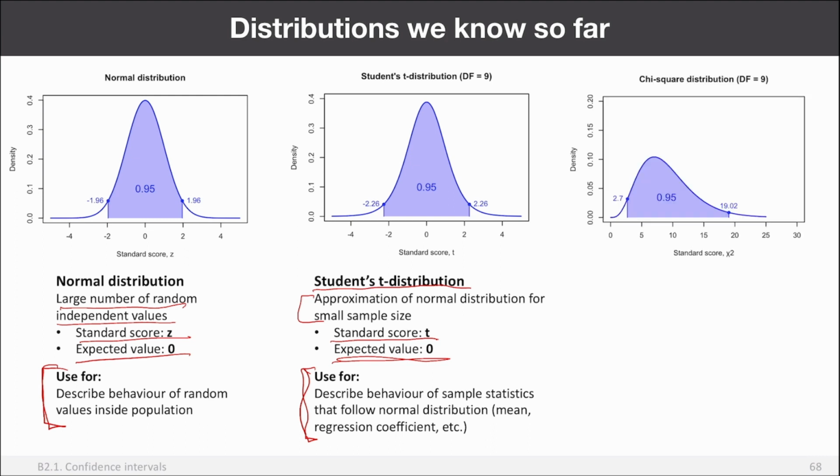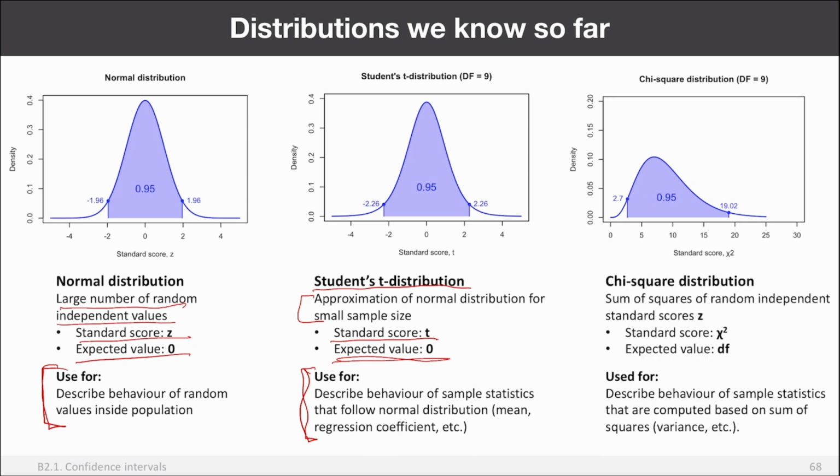And then we also know the chi-square distribution. The chi-square distribution describes the distribution of the sum of squared z-scores. The standard score is called chi-square. The expected value is the degrees of freedom. And that's what we use it for. We use it to describe the behavior of sample statistics that are computed based on a sum of squares. For example, variance. And that's what we are going to talk about in the next video.